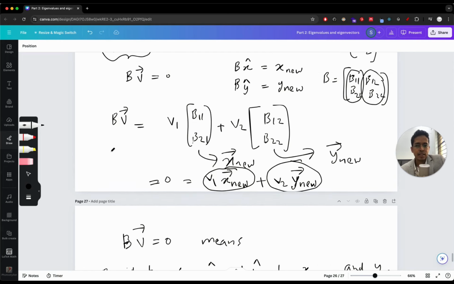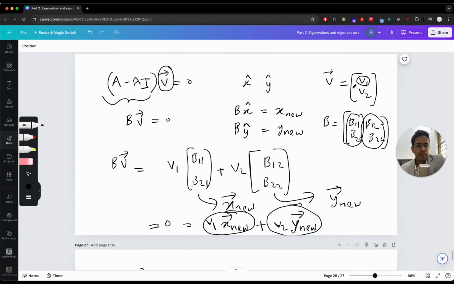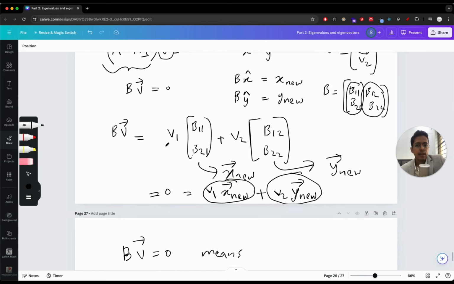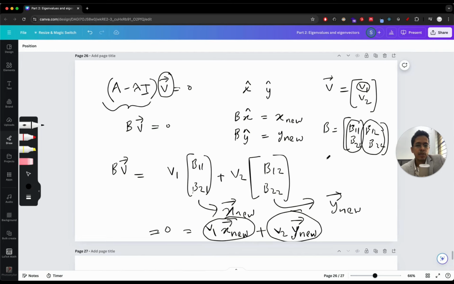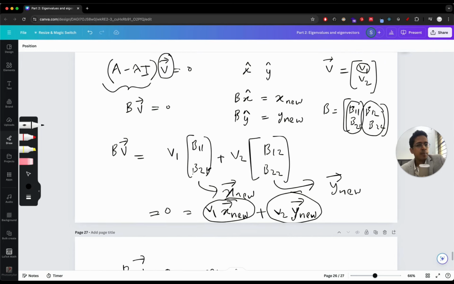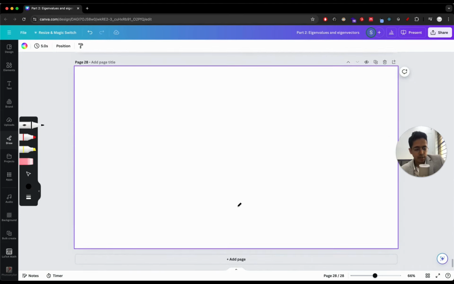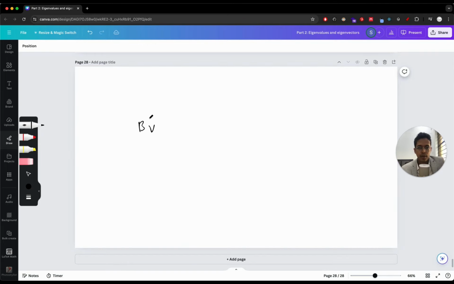If it's not clear, I can just quickly tell that. So if we assume that B is this non-zero matrix and V is this non-zero vector, then BV we can write in the following way, right? BV is V1 times the first column of B plus V2 times the second column of B, and the first column of B is essentially X new, right? This we already discussed. The second column of B is Y new, and so this whole thing becomes, let me just add one more page, BV equal to what is that? V1 times X new plus V2 times Y new.